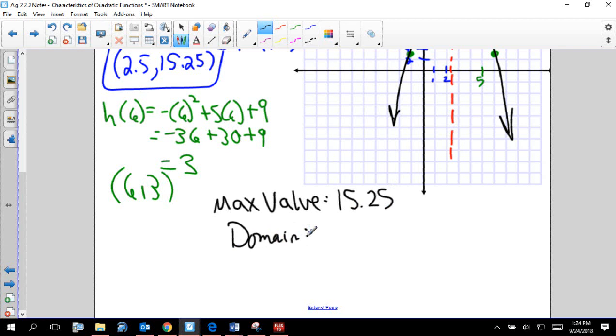Where's domain? All real numbers. You don't know that answer yet. You get some special help because that's been the same answer every single day. Range. Excellent. So it's using that same max value, and this is going to be y less than or equal to 15.25.